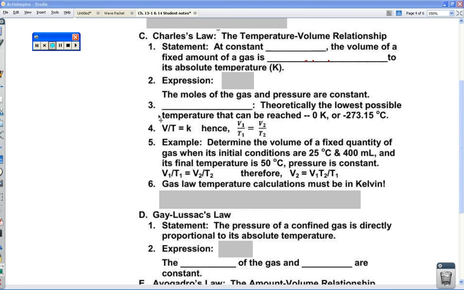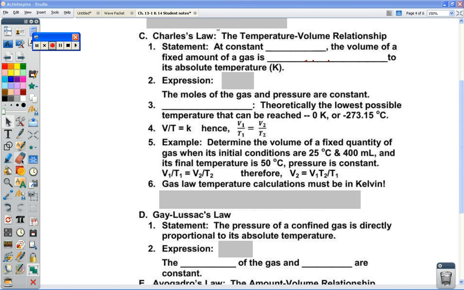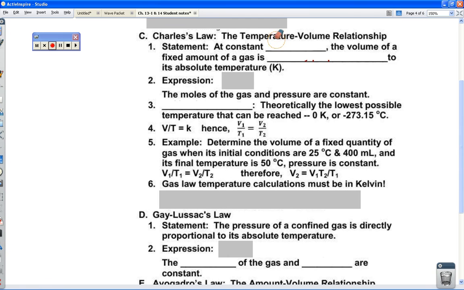Now we're on. Okay, Charles' Law. This is where we left off last time, right? Yeah. Charles' Law is the temperature-volume relationship. Remember, we did all this last Friday when we did our matter dance. Okay. The statement.